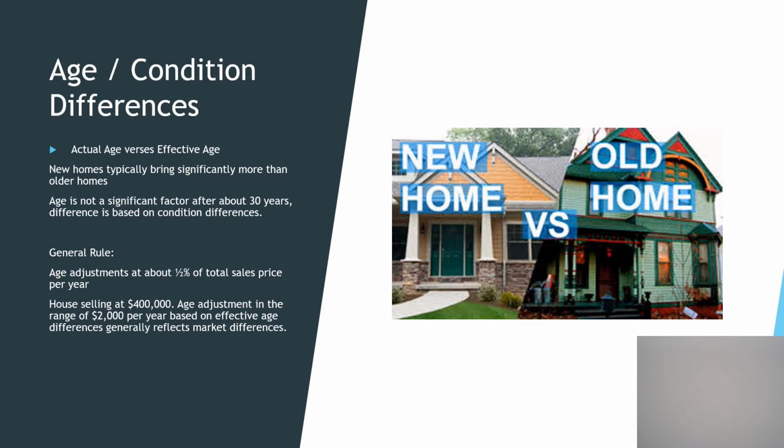Oftentimes on appraisals, you'll see appraisers making adjustments at $500 to $1,000 per year based on the actual age difference. In my view, that adjustment is poorly supported, if not irrelevant at all, and should be a red flag in determining whether an appropriate analysis was performed based on the actual or effective age differences.